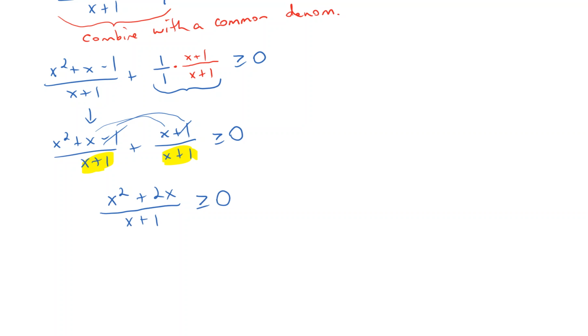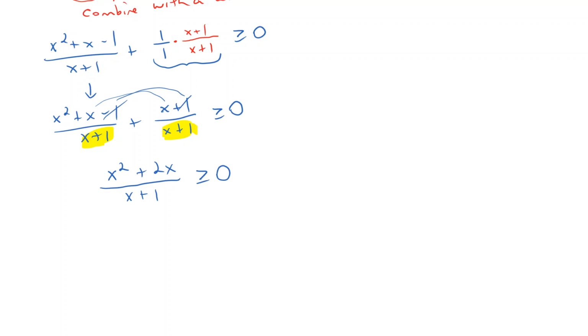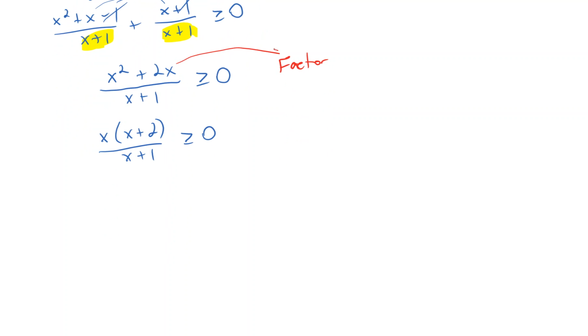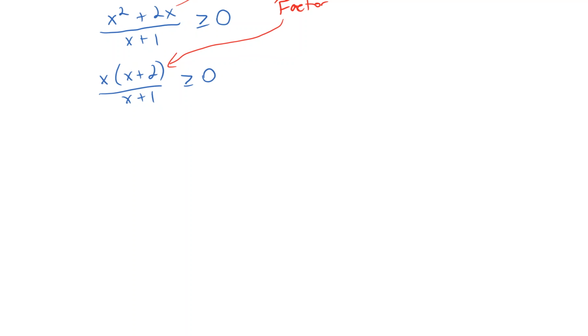I've got 0 on the other side. Now what can be useful if I want to find zeros and multiplicities is to factor where I can. On top, I can pull an x out, which leaves behind x plus 2. So I took this and factored it. Now I can begin my number line chart. My x values that I'm going to cut are my zeros, which are 0, negative 2, and negative 1. So negative 2 comes first, negative 1, then 0 are my x values.